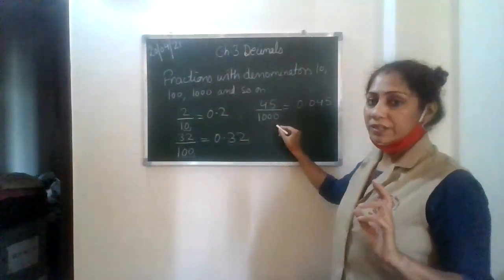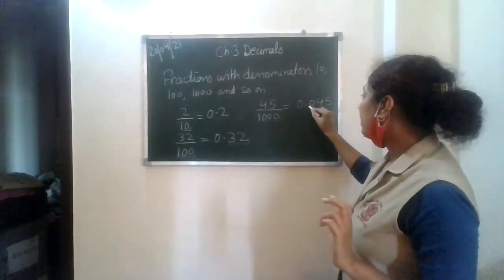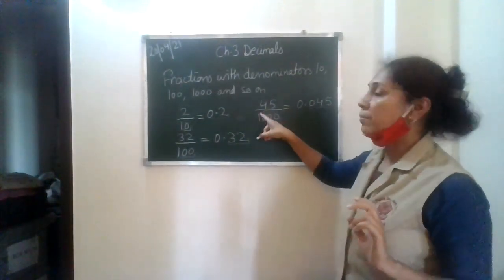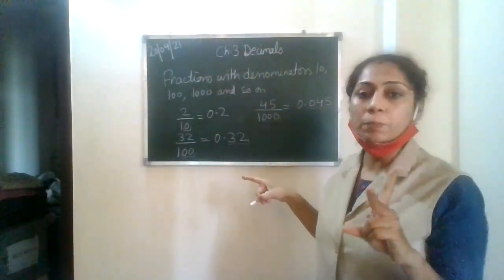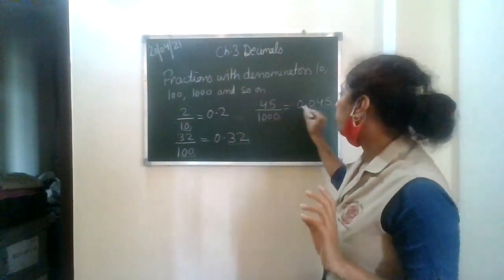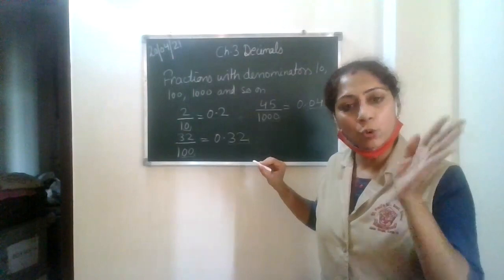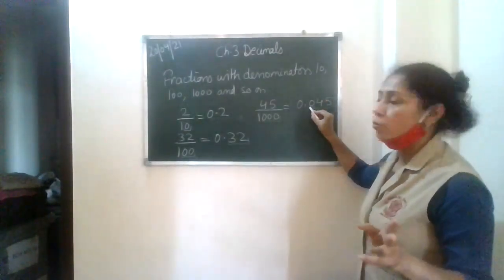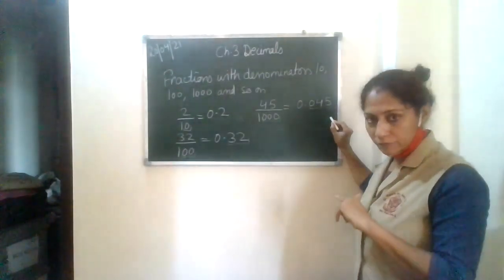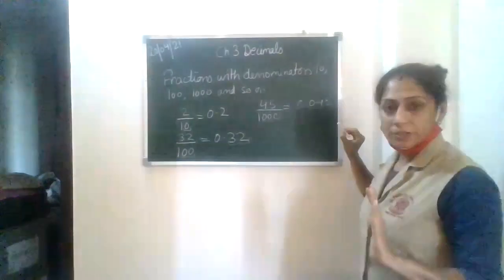Now 45 upon 1000. You have 3 zeros in the denominator. So I place the decimal before three numbers. Since here there is only 45, you have two numbers. So how are you going to place it before three numbers? We'll put one more zero in order to qualify the criteria of placing before three numbers. I have placed 0 over here, 0.045. Okay, so this is the way that you have to do it.